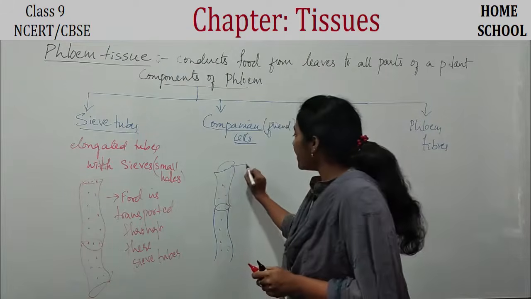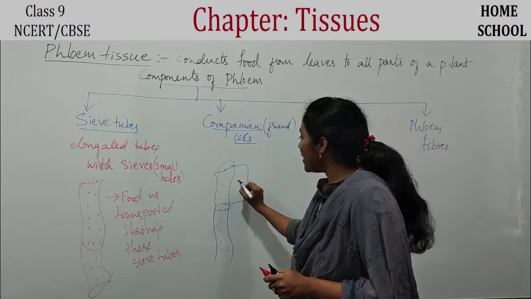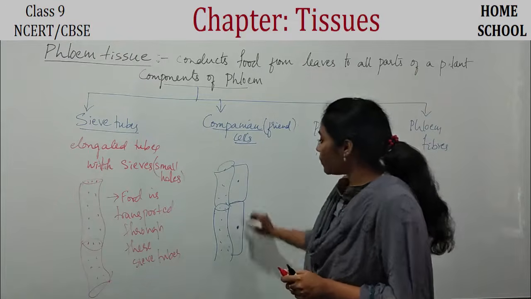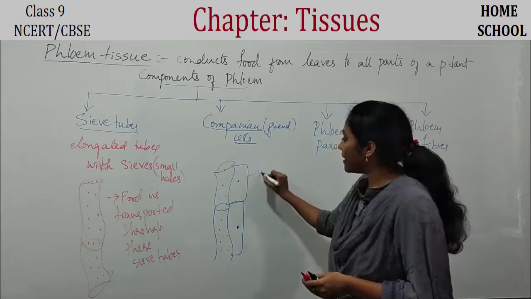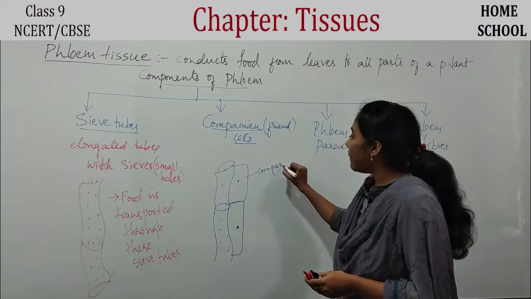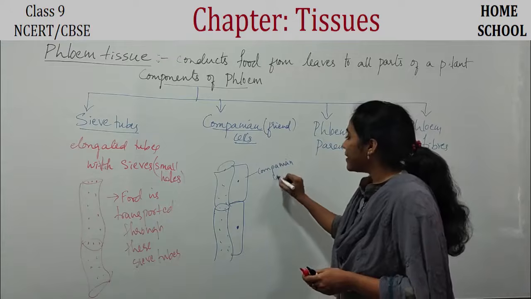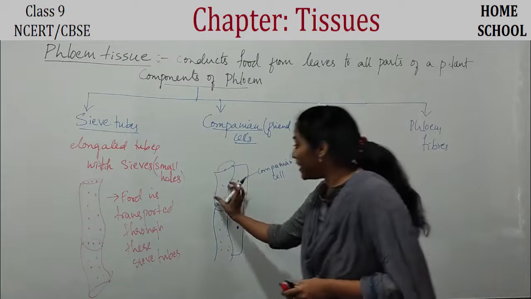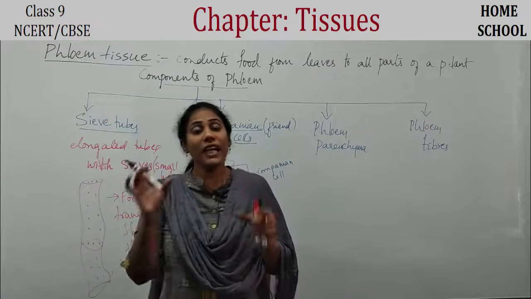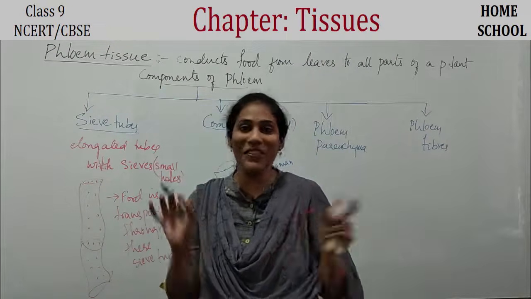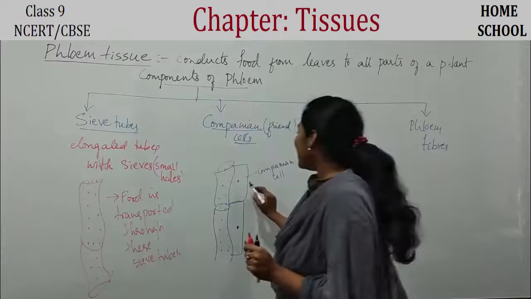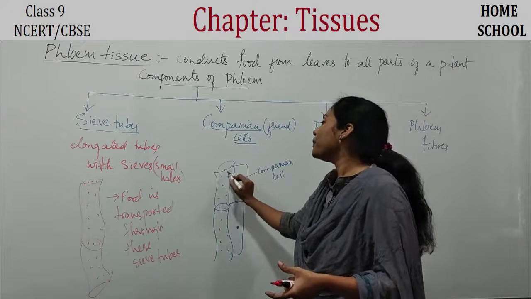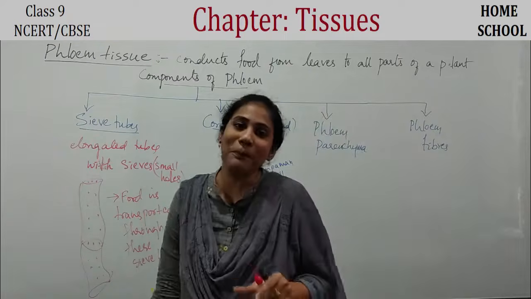Okay, say this sieve tube is associated with one cell called the companion cell. This is what we actually call it, the companion cell. Okay, so this is a friend cell. This actually encourages a sieve tube to conduct food from one place to another place. Without a companion cell, without a friend cell, the sieve tube will not do its job properly.